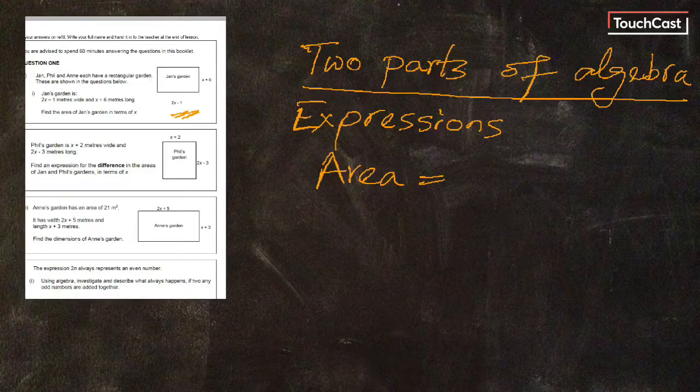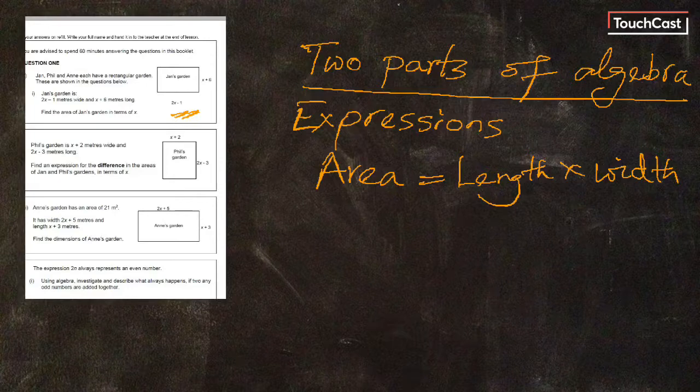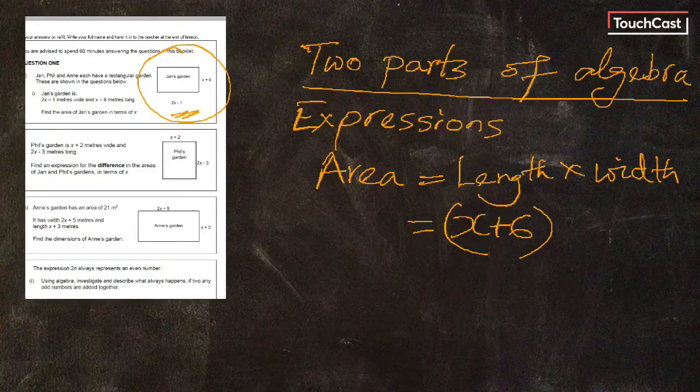which is length times it by width of this rectangle, and the length and the width are given to you. So the length is x plus 6, and you are timesing it by 2x minus 1.